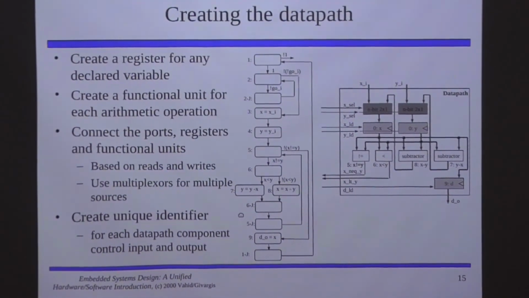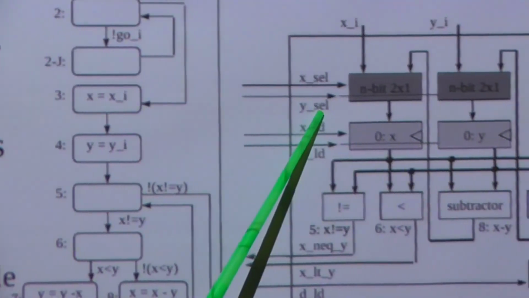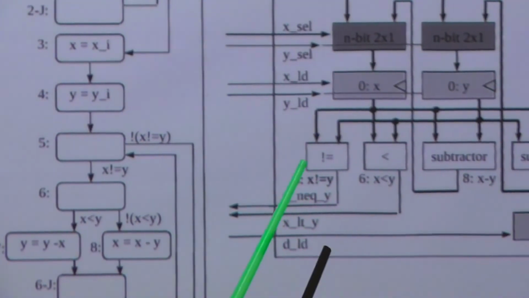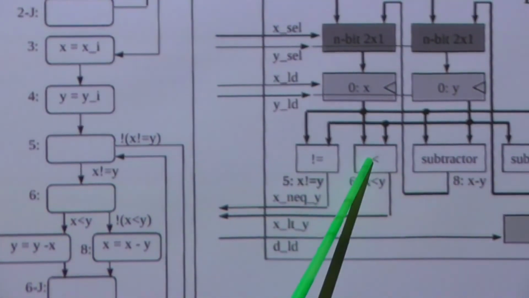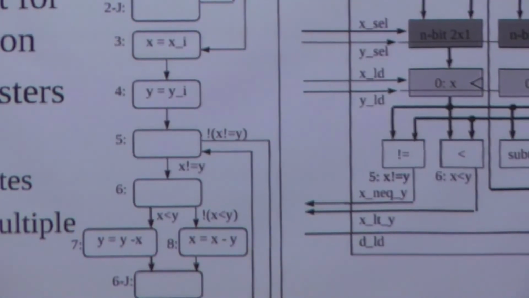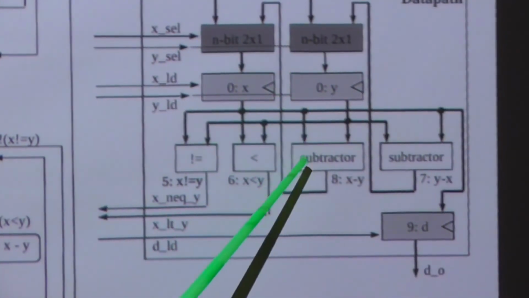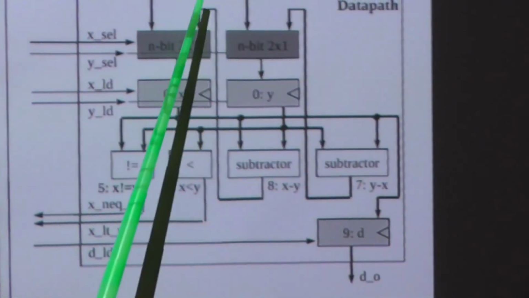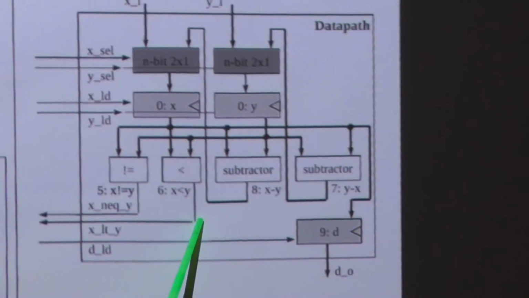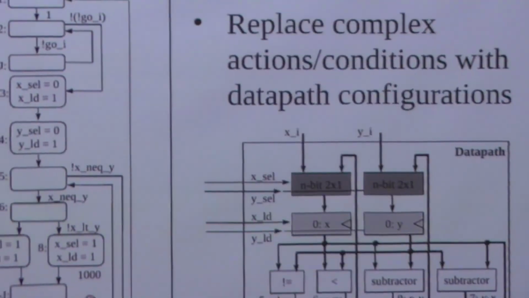So one other thing before we move on from this slide. Notice the lines coming in: X selector, Y selector, X load, Y load, D load. The comparison functions output to the control module because they are used to control execution. In order to know which of these two output signals you want to load into these registers, you need to know the results of this block, so it must be output to the control circuit. So, good.